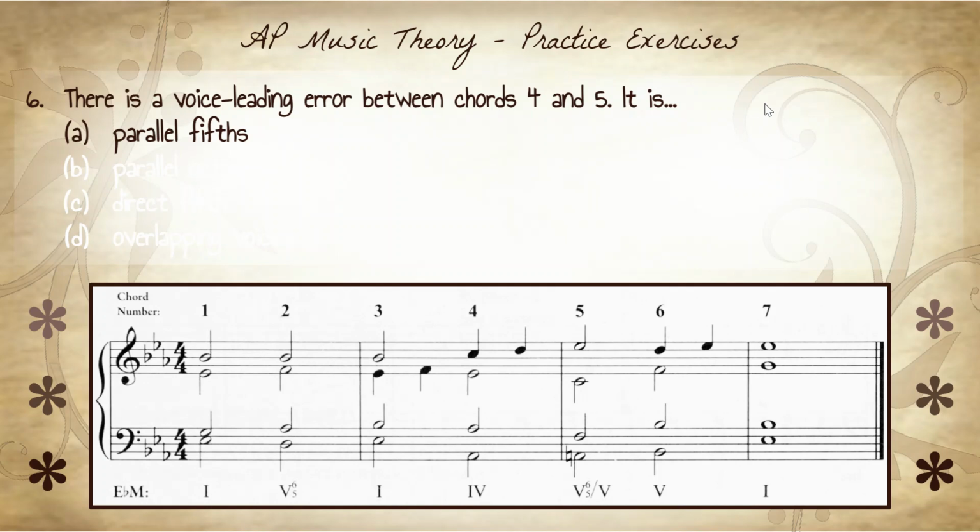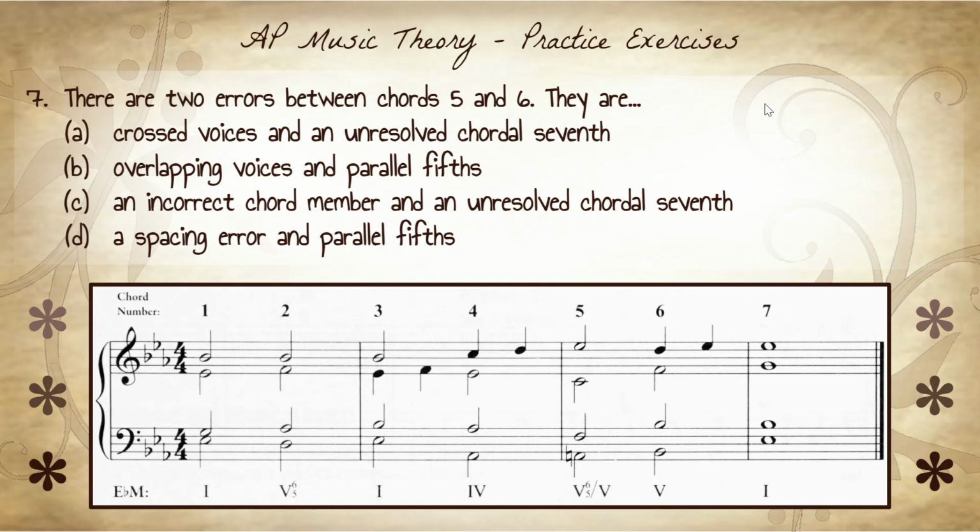Read the questions carefully. Question 7. There are two errors between chords 5 and 6. They are A. Crossed voices and an unresolved chordal seventh. B. Overlapping voices and parallel fifths. C. An incorrect chord member and an unresolved chordal seventh. Or D. A spacing error and parallel fifths.